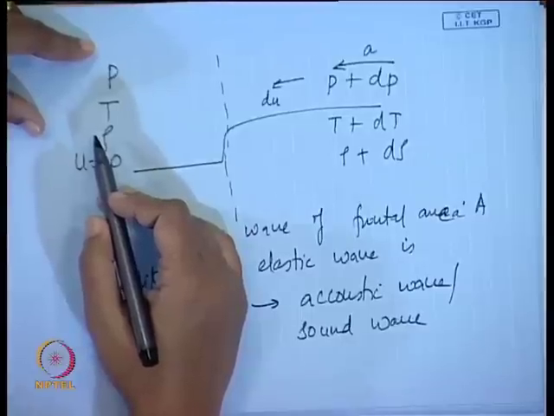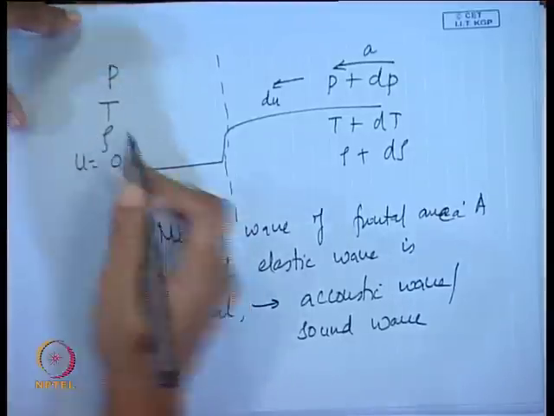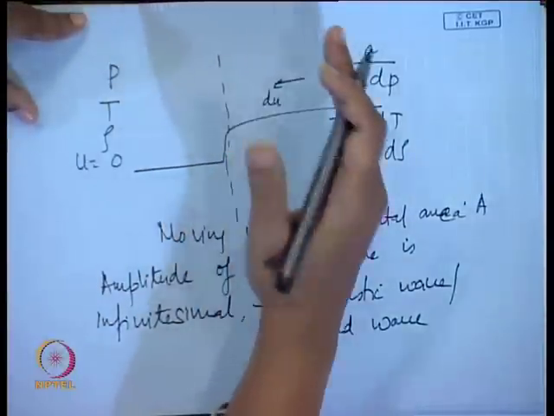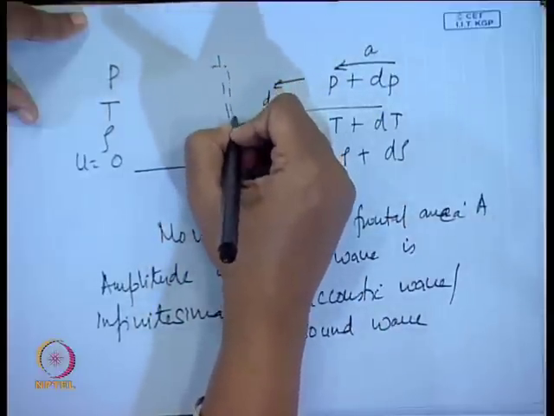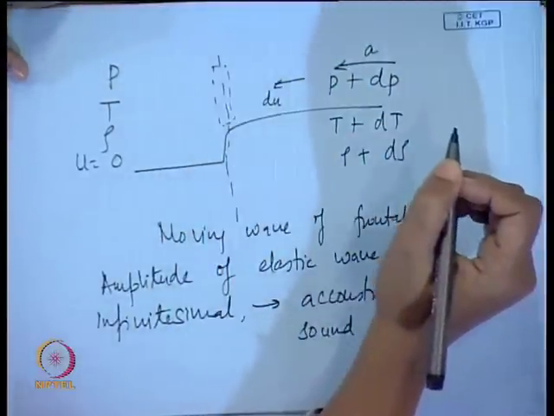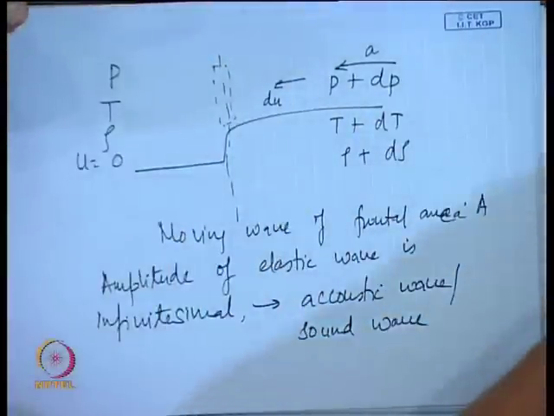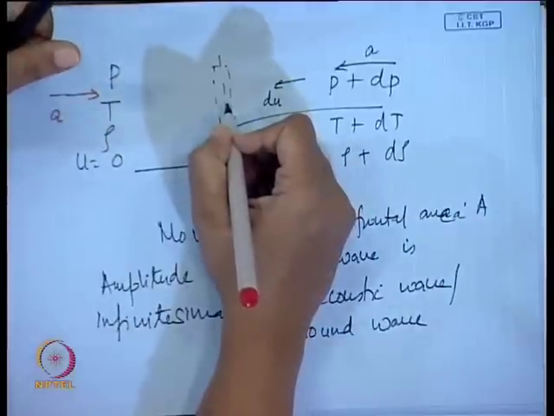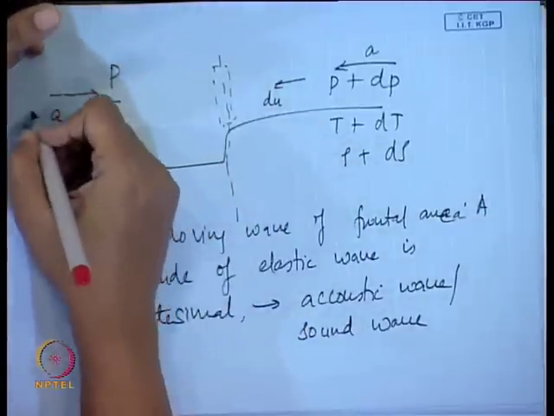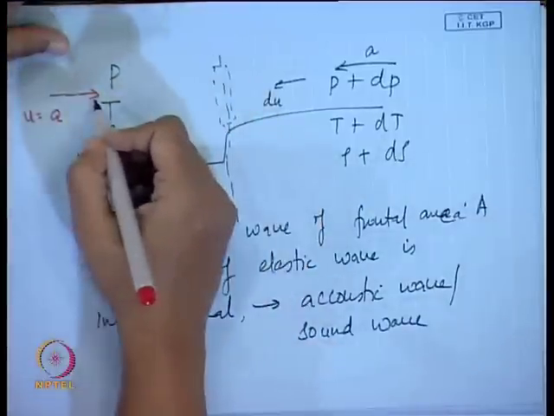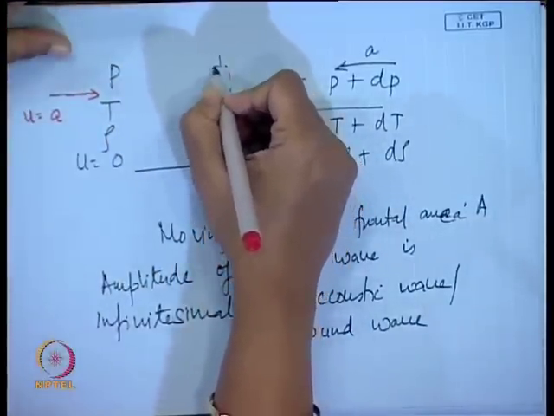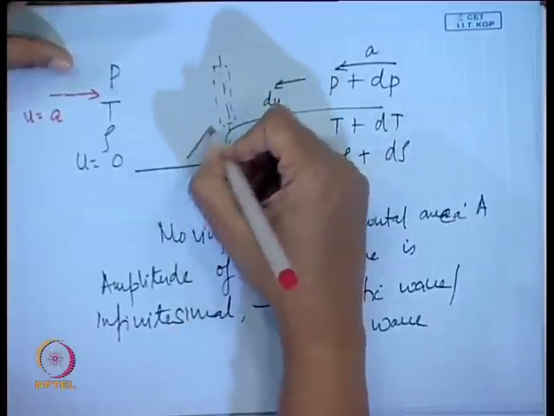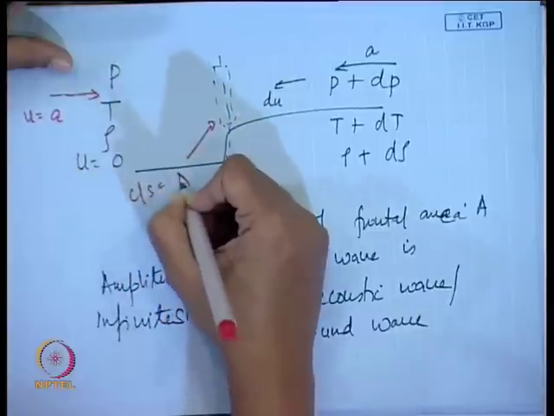Now, for steady state analysis, what can we do? We can superimpose another velocity a from this particular direction. So, what happens? Your pressure pulse becomes stationary at one particular location, is it not? We can do it. We superimpose a velocity a from this direction. Now, the moment we do this, we find that the pressure pulse becomes constant at any particular location. The pressure pulse has a cross sectional area of A.